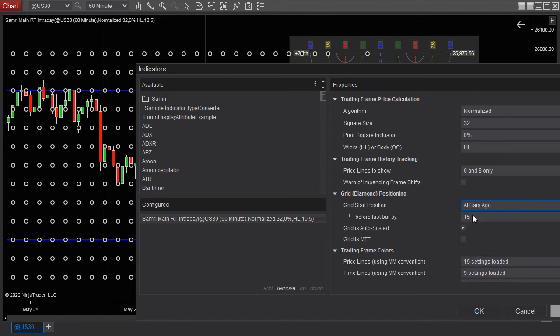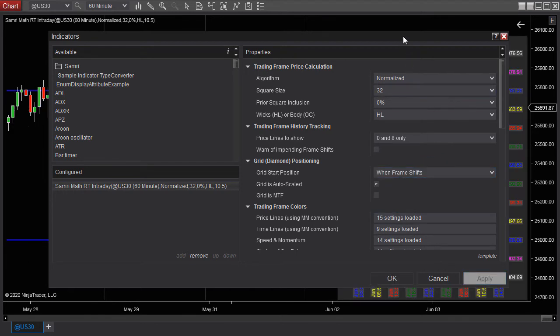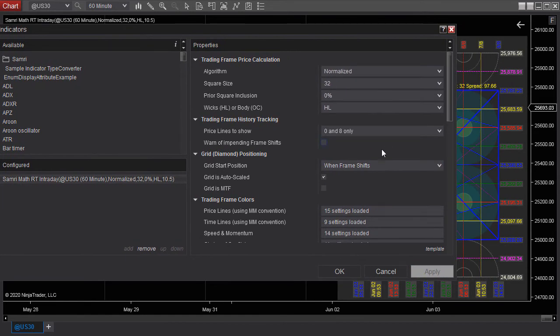Okay. Now I'll go back to a normal frame shift starting point. So whenever a frame shift occurs, we have our grid repositioning itself. And let me just look at these two options here. Grid is auto-scaled and grid is multi-time frame. Grid is auto-scaled by default.